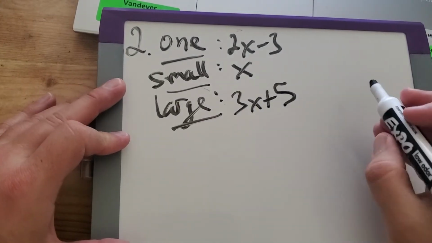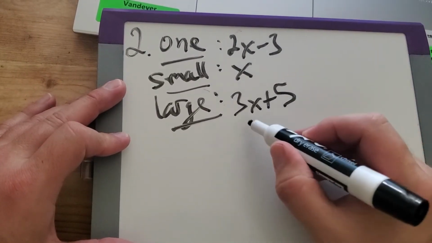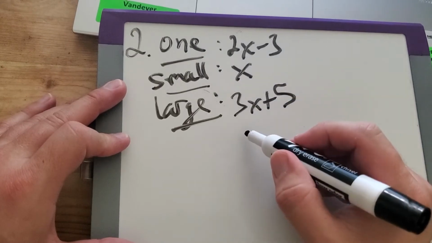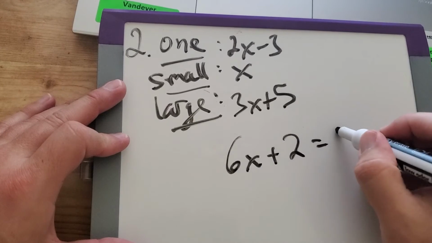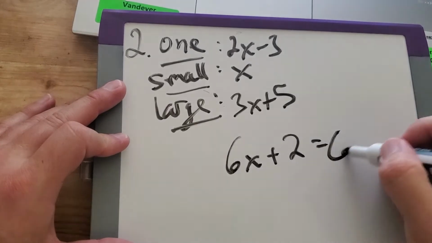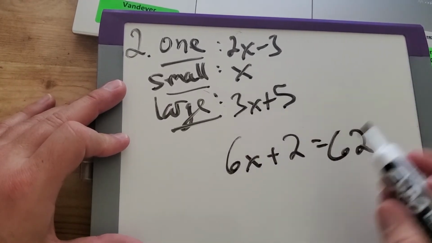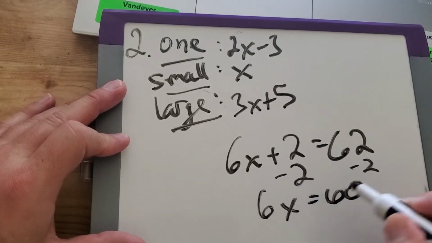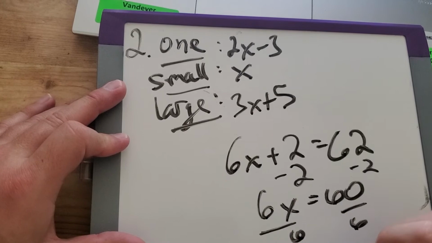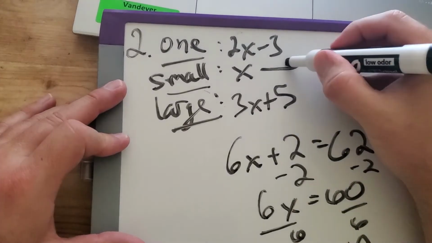And then the perimeter is 62. So these have to all add up to be 62. So 2x, x, 3x, that's 6x. Negative 3 plus 5 is 2. It's supposed to equal 62. Did I say angles? I meant sides. And then minus 2, 6x equals 60. Divided by 6, divided by 6, x is 10. So then I get 10.